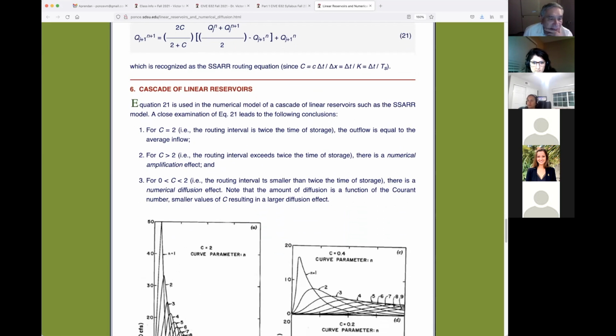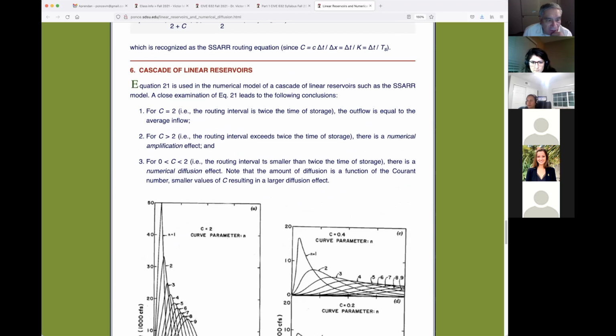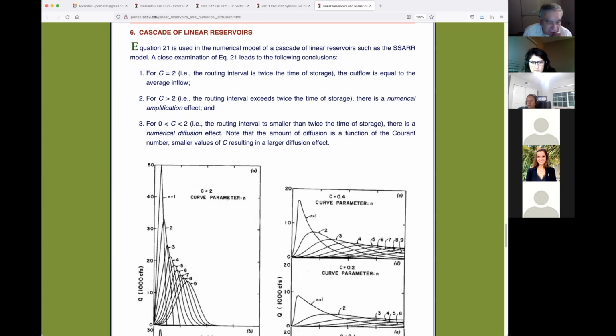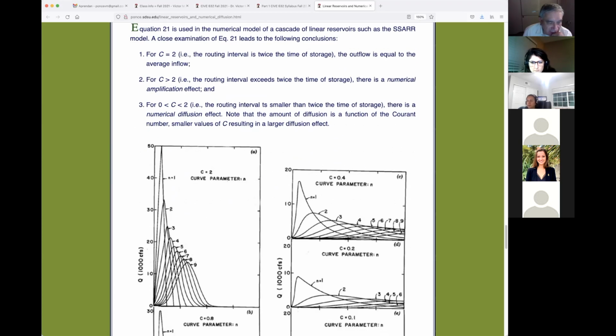So at any rate, equation 21 is used in the model. Now, interestingly though, when the Courant number is equal to 2, we get these answers on the left: 1 reservoir, 2 reservoirs, 3 reservoirs, 9 reservoirs. We did all the way up to 9 reservoirs. As you can see, the addition of every reservoir creates more diffusion. Correct, that's the way it should be. But the diffusion is not that high because the Courant number is 2.